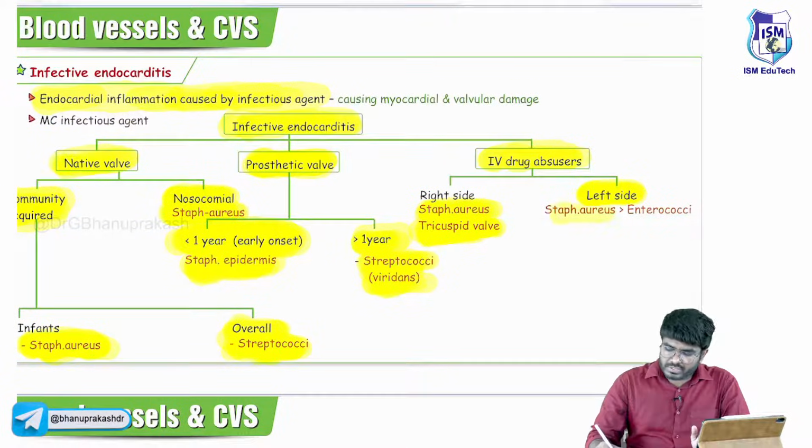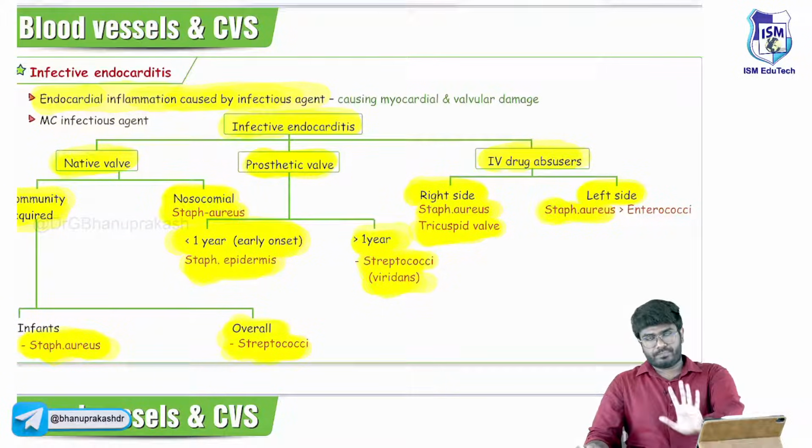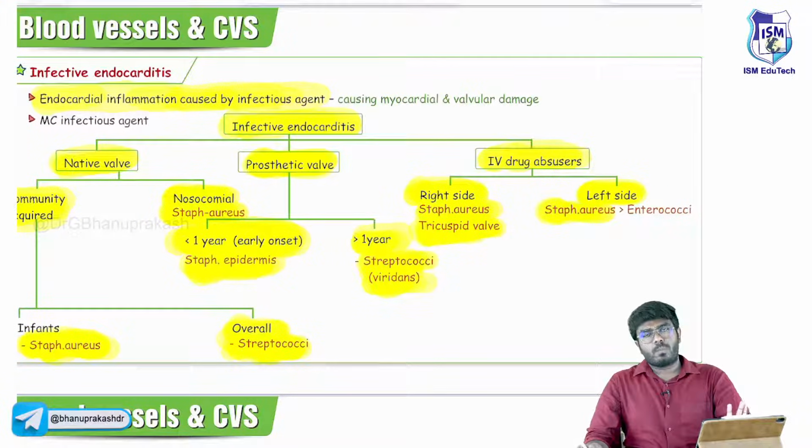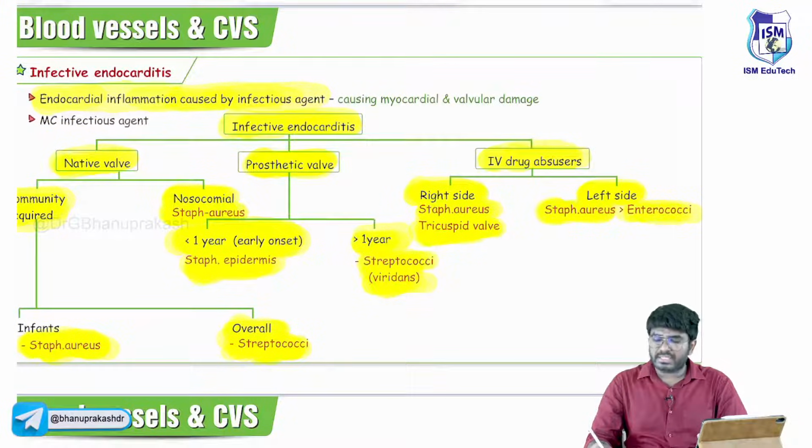In IV drug abusers, remember the most common valve that's going to be affected is the right-sided valve, the tricuspid valve, with Staph aureus. In left-sided valve endocarditis also, the most common causative organism is going to be Staph aureus. If you don't find Staph aureus, then answer Enterococcus.